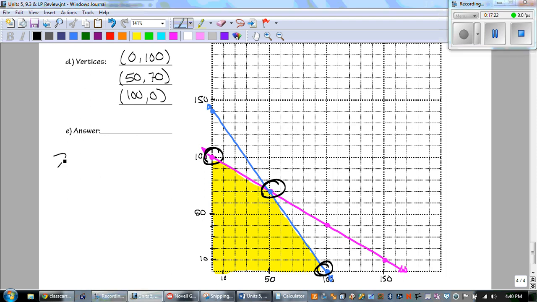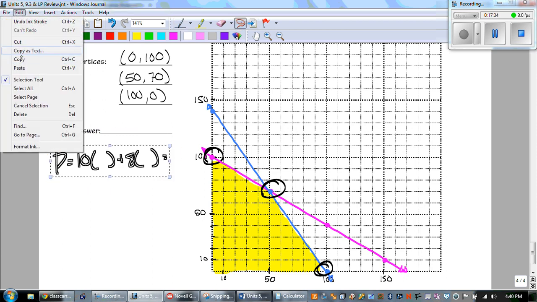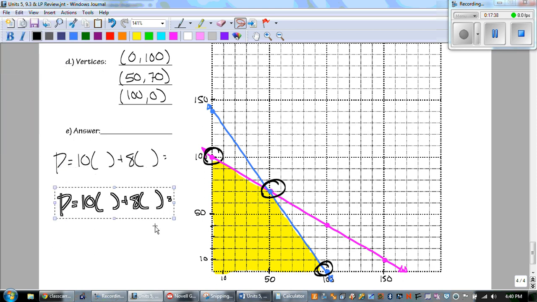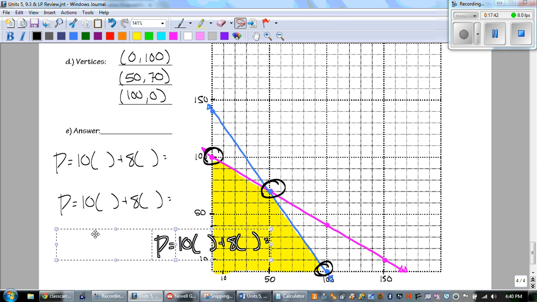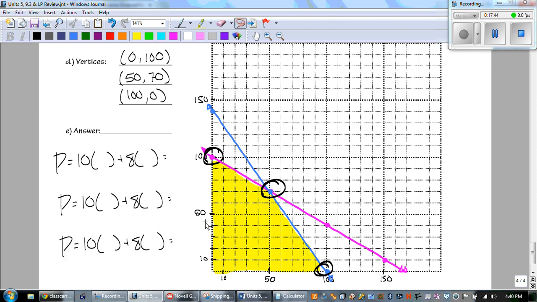And now the last thing is remember that it's asking about where they're going to make the most profit. So that's where we come back and use the profit equation. Okay, we also have the objective quantity. And I want you to go through and plug each one of those in and tell me which one is the winner. Okay, so pause the video, finish that, and then we are finished. Good luck.